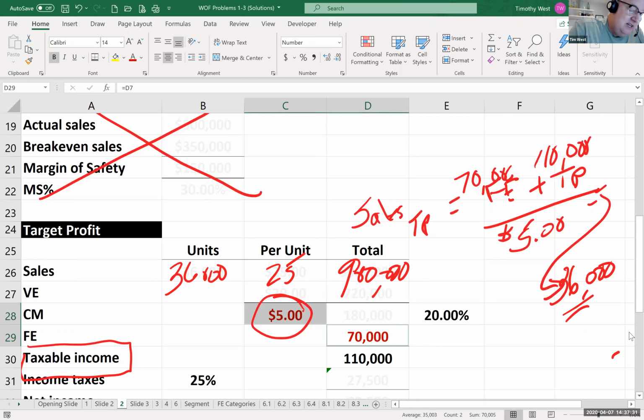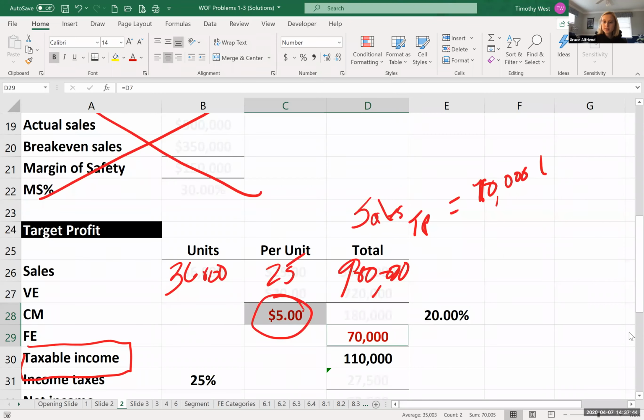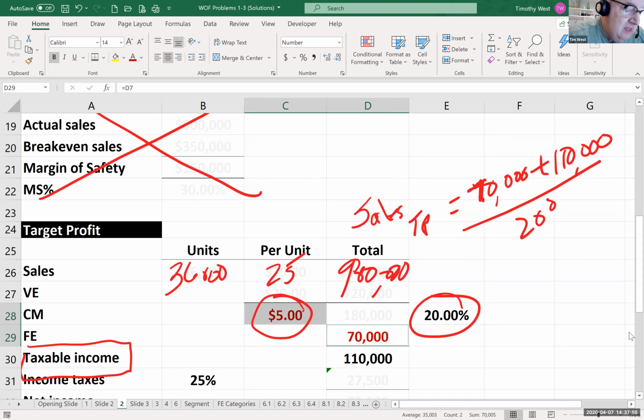So Grace, then take me through the other option that Matt was talking about earlier with the contribution margin percentage. So you could also do the fixed expenses, so the 70,000 plus the target profit, so 110,000, over that 20%. Yep. And then that would give you the sales in sales dollars. And that also gives me the $900,000 in sales.